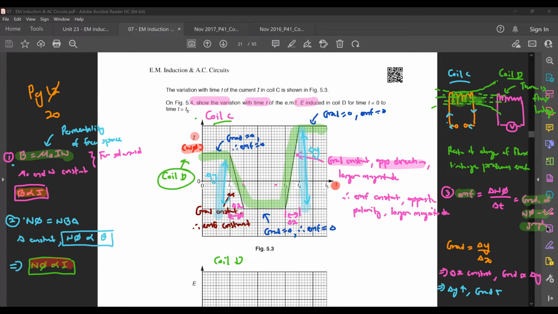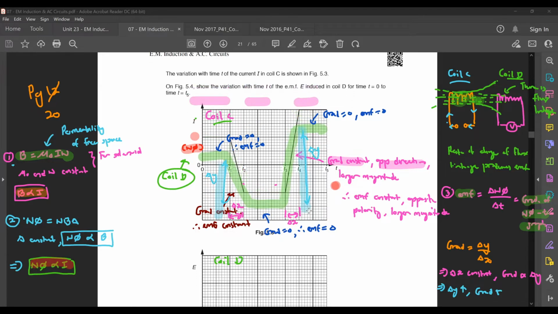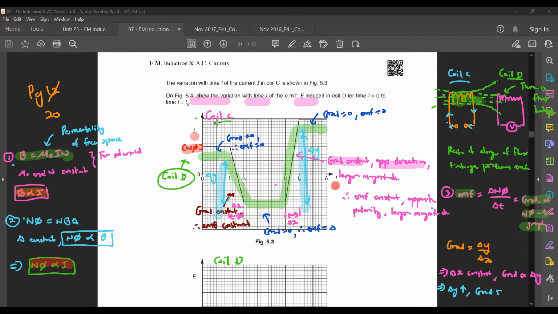So when you want to draw your graph of EMF versus T, I will just draw it at the top right hand corner here, just so you can see. It will look something like this. This one is your EMF versus T. Your graph will look like this, like this, like this, like this, like this, and then like this.